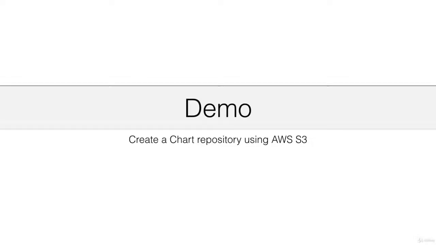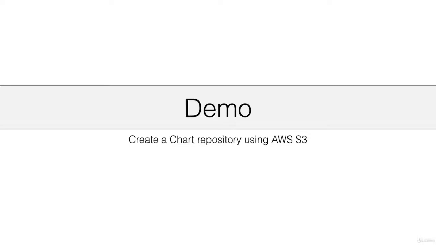In this demo, I will show you how to create a chart repository using AWS S3. So in the previous lecture, I did an install using our chart, but our chart was locally available. It was on Git, and we had to check out the Git repository to then install the chart. Now I will put a chart in a repository so that you can just use Helm install and then the package name rather than having to use the directory.